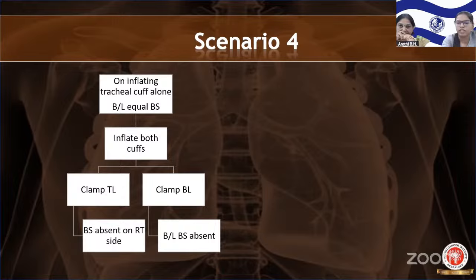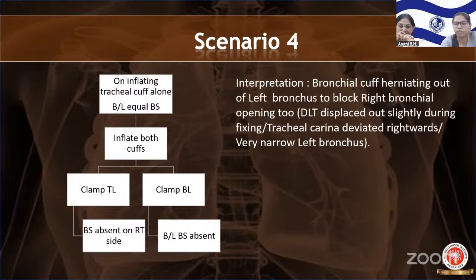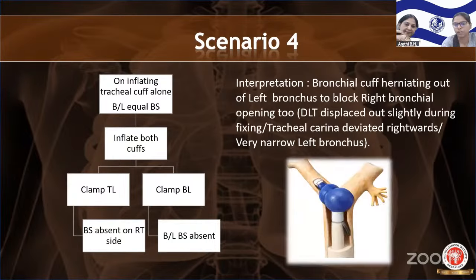So in these scenarios, there is a herniation of the bronchial cuff into the main trachea and it is obstructing the right bronchus also. This is most commonly seen during positioning of the patient, or when there is a tracheal deviation and carinal deviation towards the right side, or when there is a very narrow left bronchus. This picture depicts the herniation of the bronchial cuff over the right bronchus, obscuring the air entry to the right bronchus.